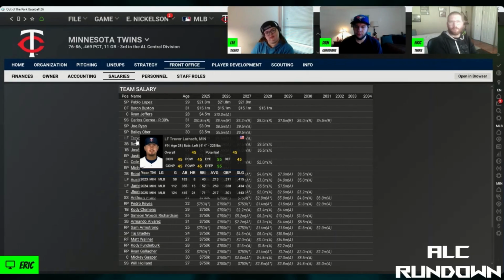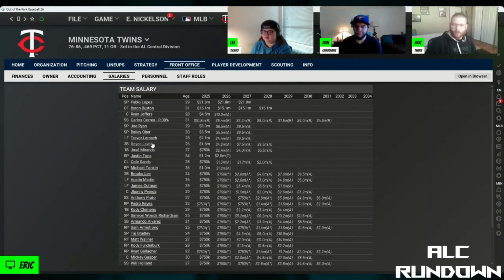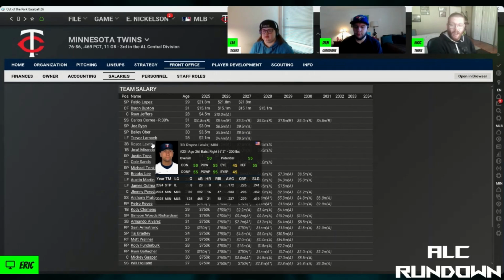A 99 OPS plus is fine, but when you're a poor defensive left fielder in a position where you need to hit significantly better than that, might be a cut. So he might be a $4 million cut from there. Royce Lewis, they're going to keep. He's going to cost about $3 million.